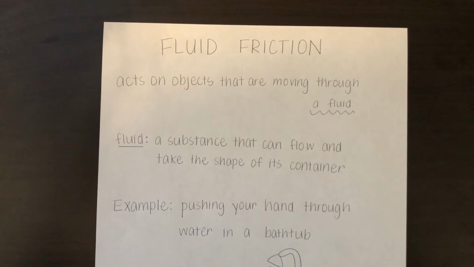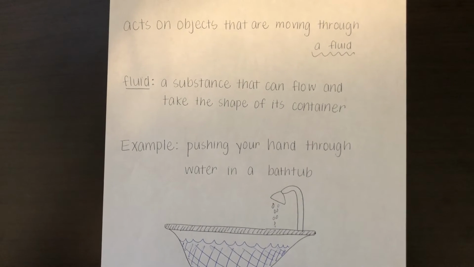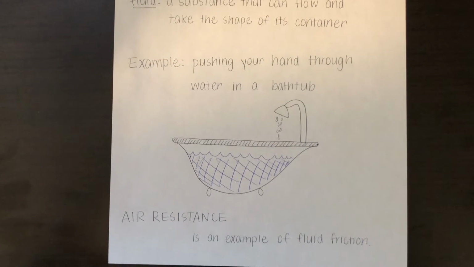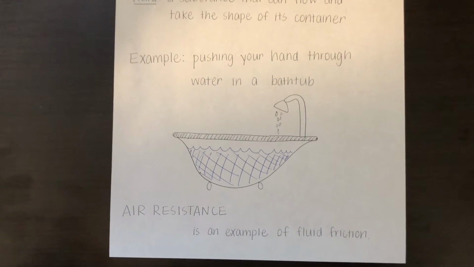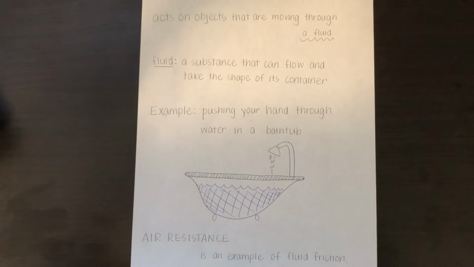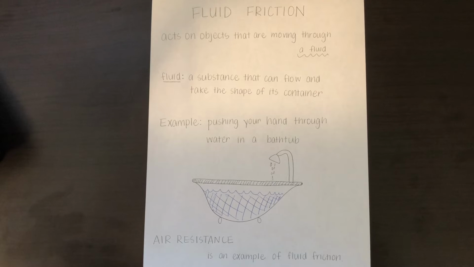Fluid friction acts on objects that are moving through a fluid. An example of fluid friction is pushing your hand through a tub of water. Air resistance is another example of fluid friction. Just a reminder, remember that fluid friction occurs in liquids and gases. Static, sliding, and rolling friction occur between solid surfaces.